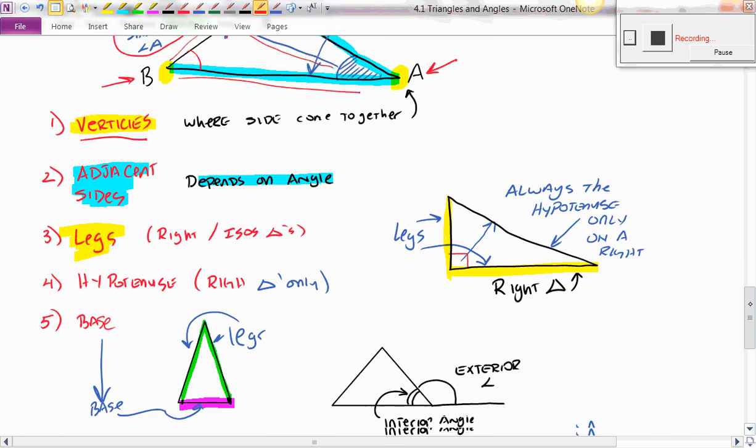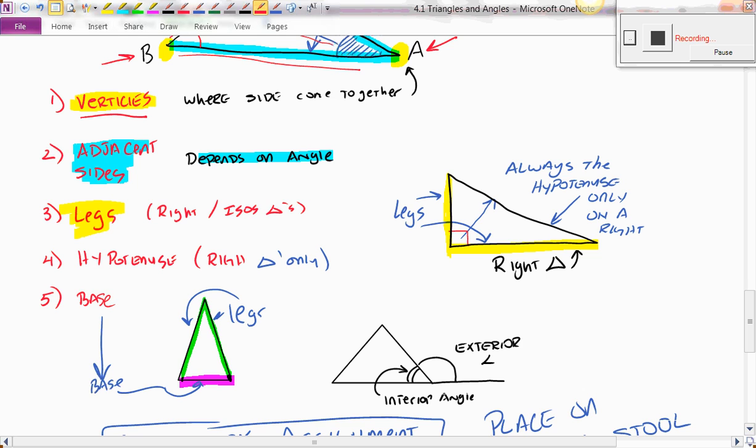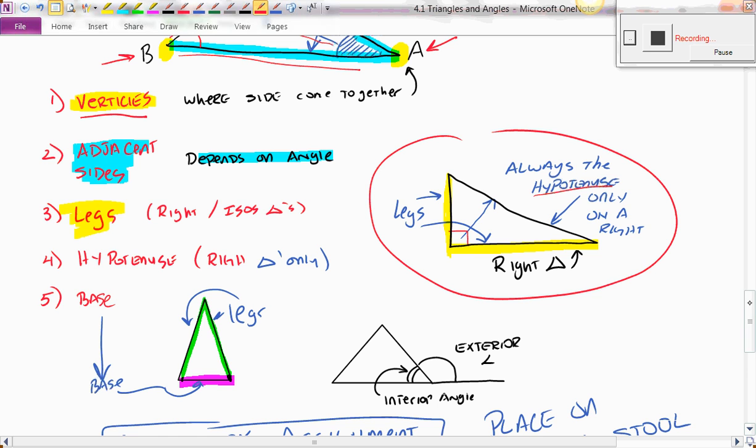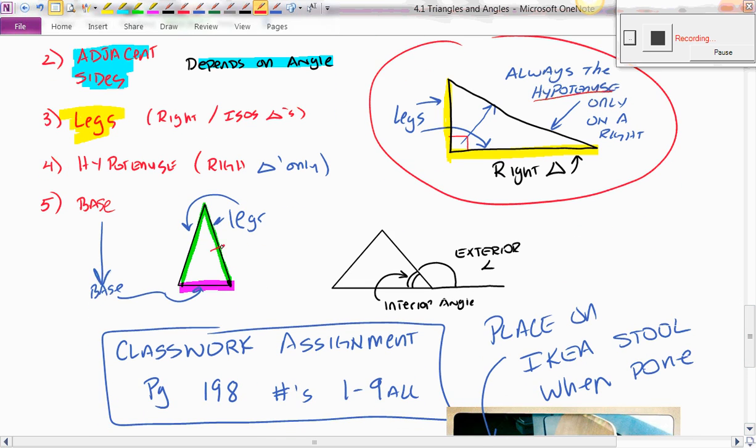Talking about the legs, we're talking about a right triangle, as my picture indicates, over here on the right-hand side. They have legs, right? So any right triangle will have two legs, and the side that is opposite the 90-degree angle is called the hypotenuse, and it's always opposite the right angle in a right triangle. So the longest side is also called the hypotenuse for a right triangle. And then for the base, if you have an isosceles triangle, so this and this are the same, those are the two legs, and the part left over is called the base.